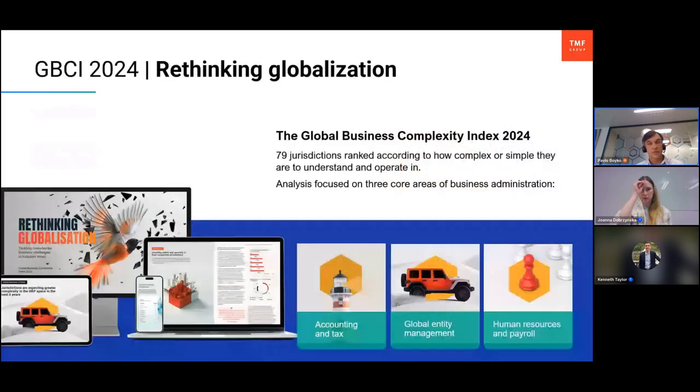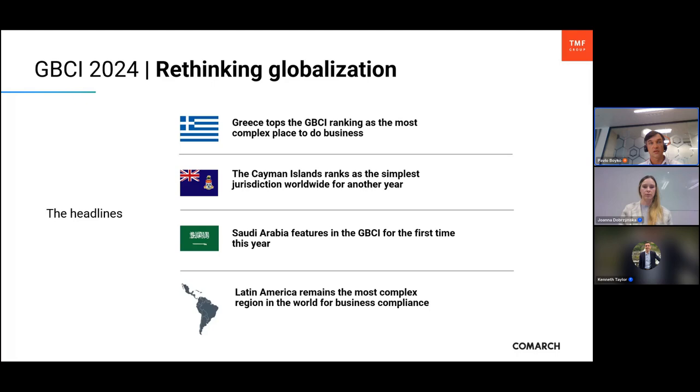Again, talking about making a complex world simple, complexity coming from the governments and the tax authorities is the main theme of our flagship publication, called GBCI, the Global Business Complexity Index. Very nice read, I must say. Again, coming from our local experts on the ground, we rank the countries in terms of complexity. On the next slide, you can see the list of countries. For example, Greece is number one in terms of complexity.